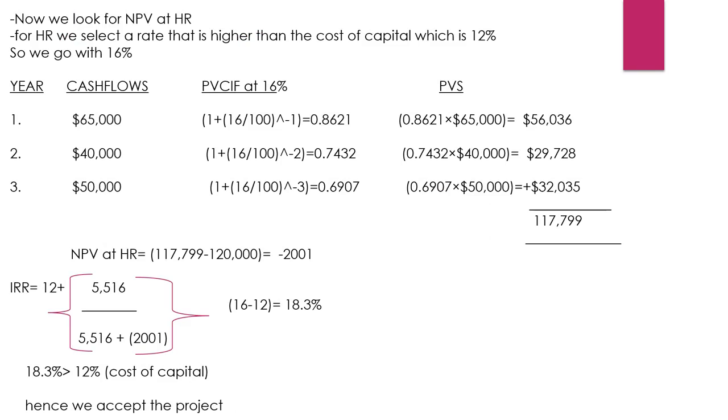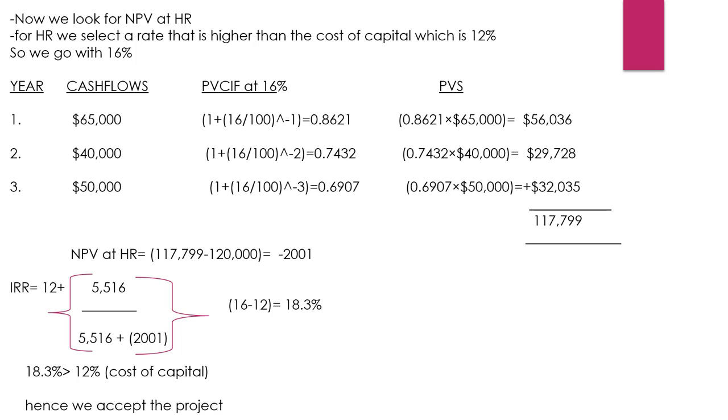So for the NPV at higher rate, we are not given the higher rate. So we will select a rate that is higher than the cost of capital, which is 12%. Remember in the question we are given a 12% cost of capital. So the higher rate we determine by ourselves. So we go with, let's say, 16%. So again we have 4 columns for years, cash flows, present value factor at 16%, which is the rate that we have determined, and the present values.